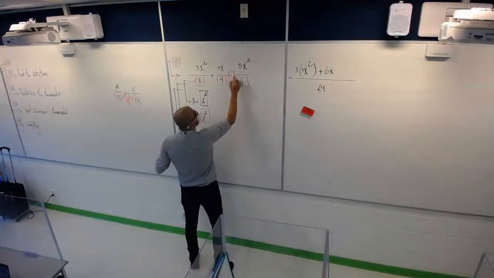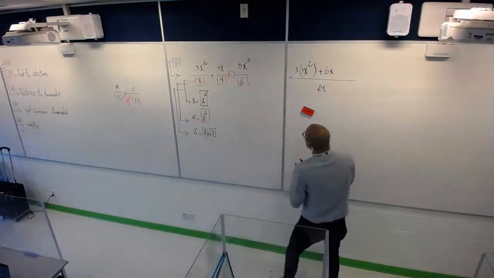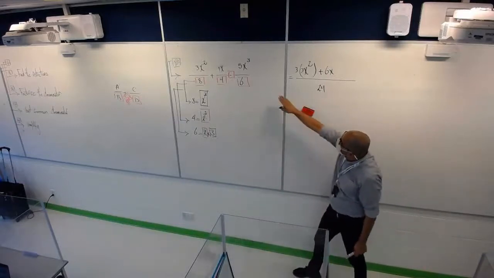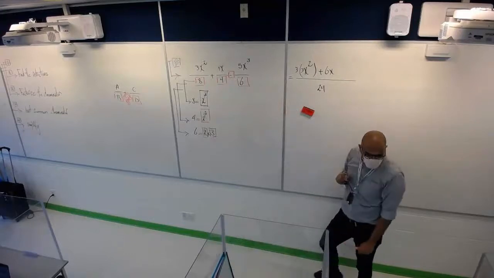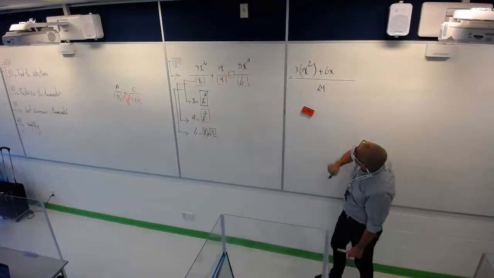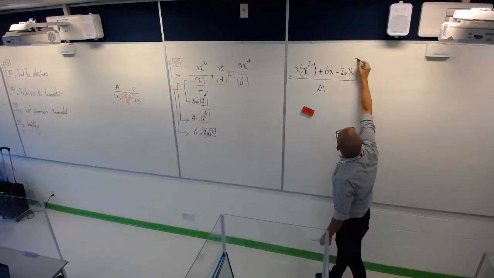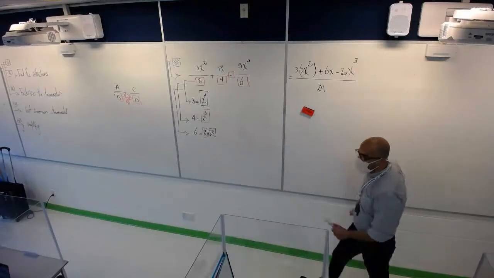And the last one is this. You have a minus sign here, and I have a minus sign there. I have 24, 6 times 4 becomes 24. Then you multiply that one also. It becomes minus 20x to the power 3. Then also you can simplify that further.